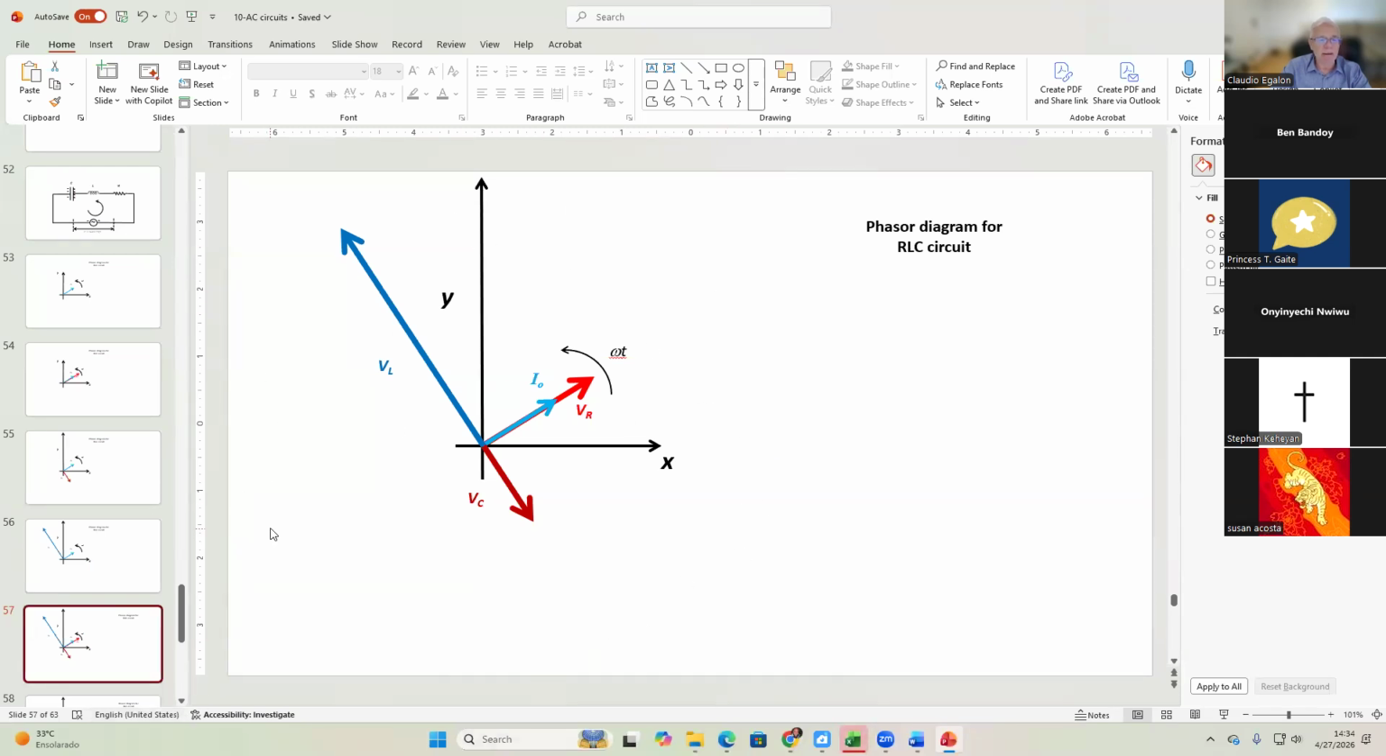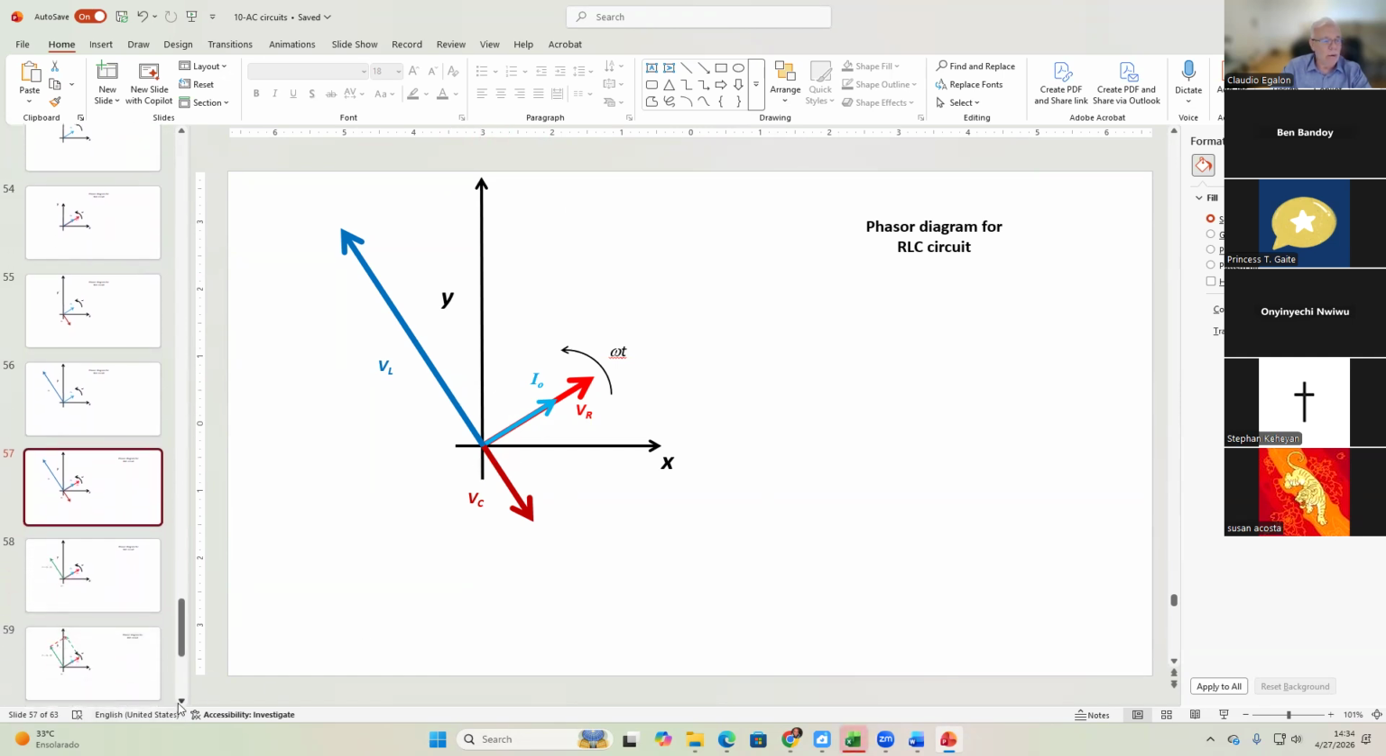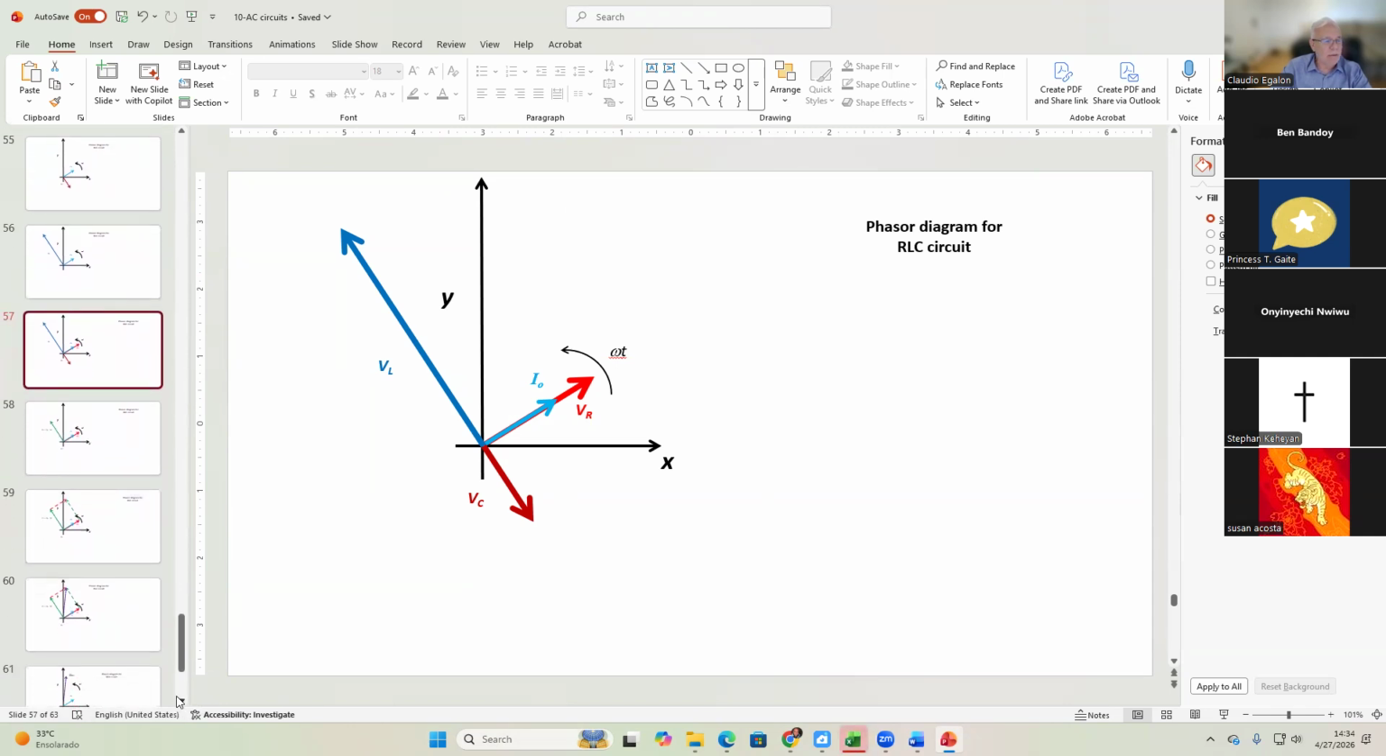Don't forget that. The current is in phase with the voltage of the resistor. The current leads the voltage of the capacitor. The current lags the voltage of the inductor. And now we are going to use this diagram to find the net voltage of my system. The first thing we do, what's easier?